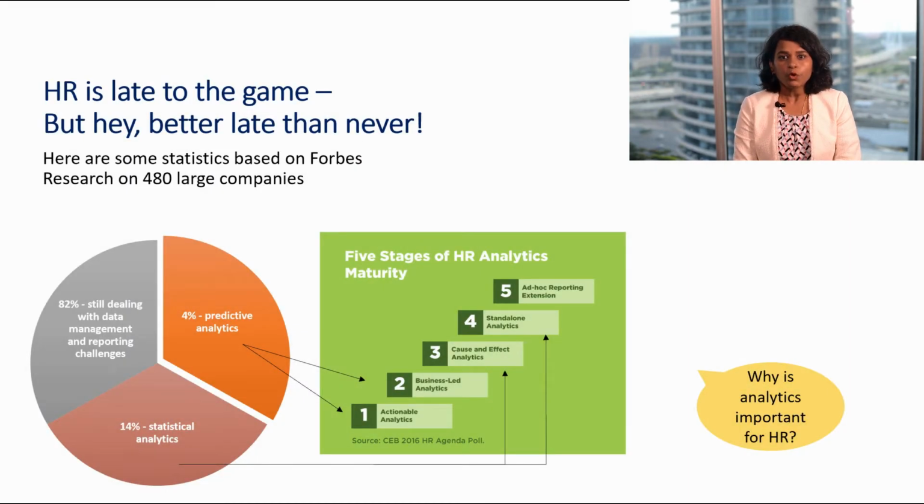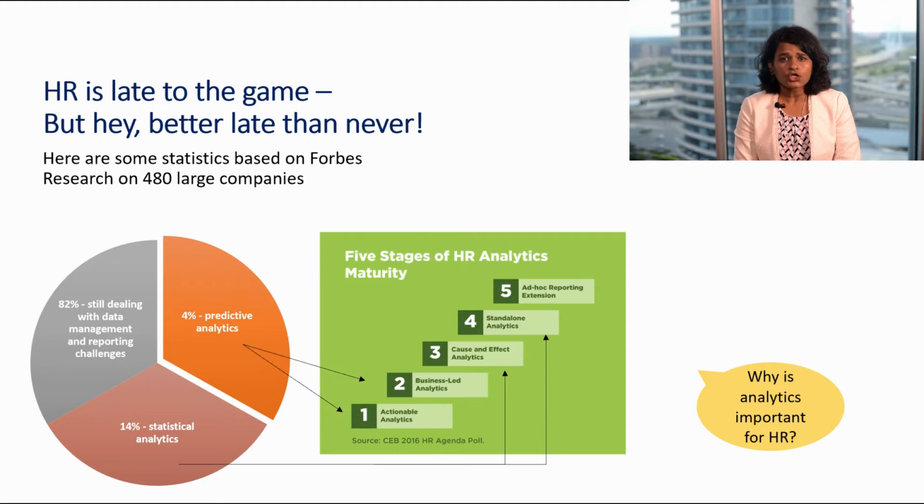Human resources is a late bloomer but has made significant progress in the last couple of years. The Deloitte Global Human Capital Trends paper suggested that 2016 has seen a real leap in terms of analytics capability and interest. 77% of the respondents believed that people analytics was important. Similarly, IBM has confirmed the adoption of people analytics by organizations across the globe. What you see on the slide is data from Forbes research that shows about 18% of the 480 companies researched have analytics of some sort, and the remaining 82% are still behind, dealing with data management and reporting issues.